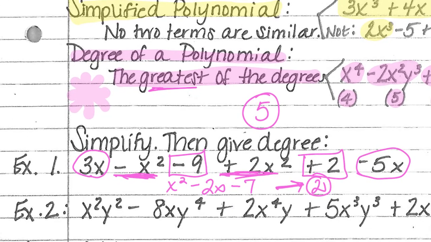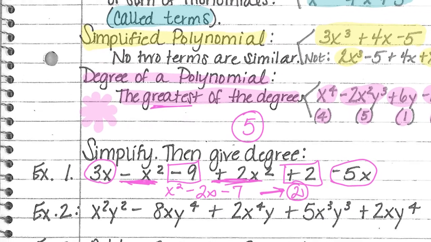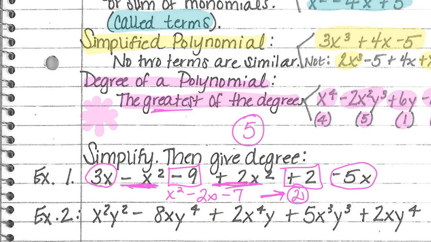All right, let's look at the next one. Ooh, the next one goes on a little bit longer. I'm going to highlight. So, do I have any more x squared y squared? No. Do I have any more x y to the 4th? Ooh, I do. Do I have any more x to the 4th y's? Nope. Do I have any more x cubed y cubed? Nope. So we can only add the ones that are in the same color.